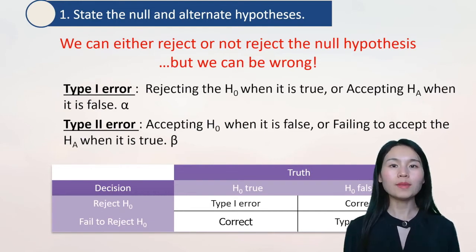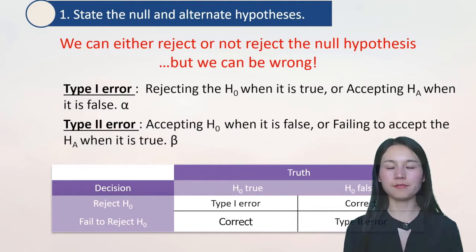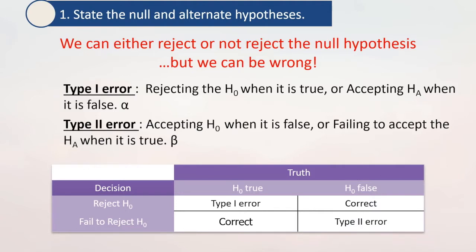This is like when a man takes a pregnancy test and it tests positive. This is a false positive. Type 2 error is accepting the null hypothesis when it is false, or failing to accept the alternate hypothesis when it is true.